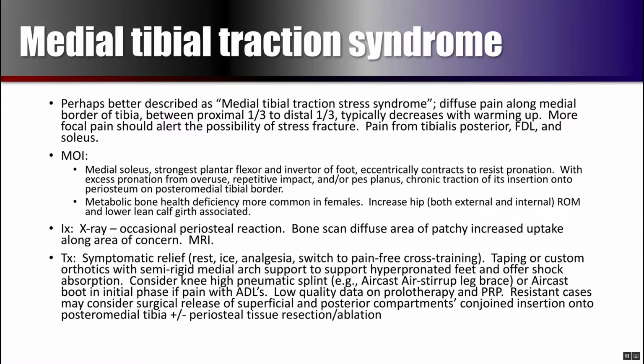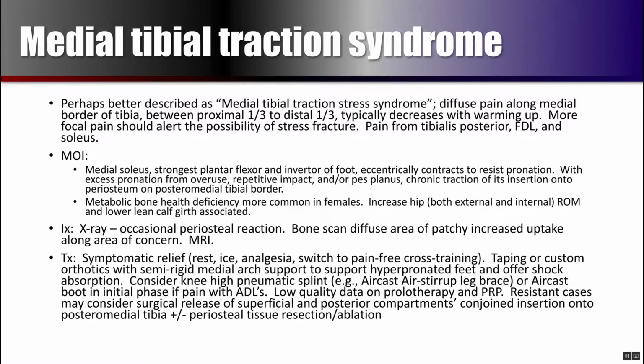Other mechanisms include metabolic bone health deficiency. This is often more common in female athletes. Also associated with medial tibial stress syndrome is increased range of motion of the hip in both external and internal rotation, and a lower lean calf girth.